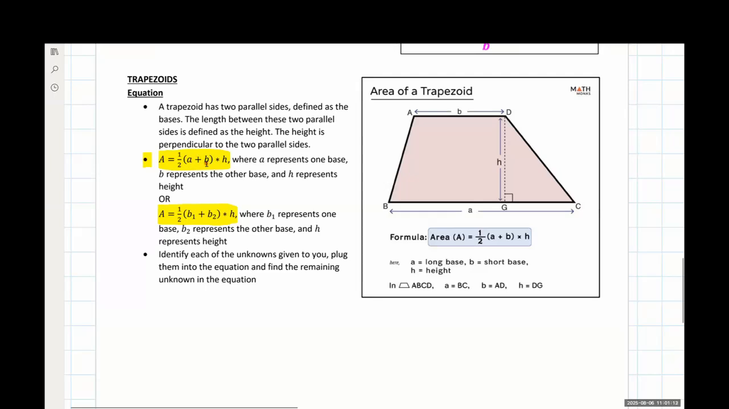Now, some giveaways and some big hints that I want to give for everyone as you are looking at trapezoids and trying to find the area with these.